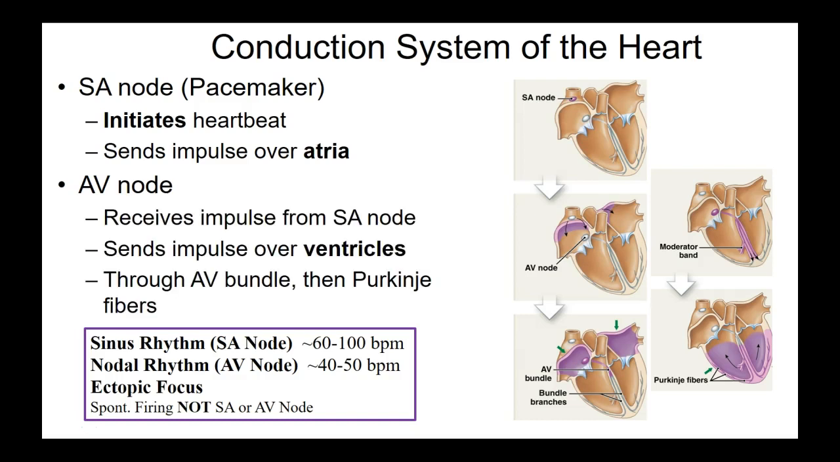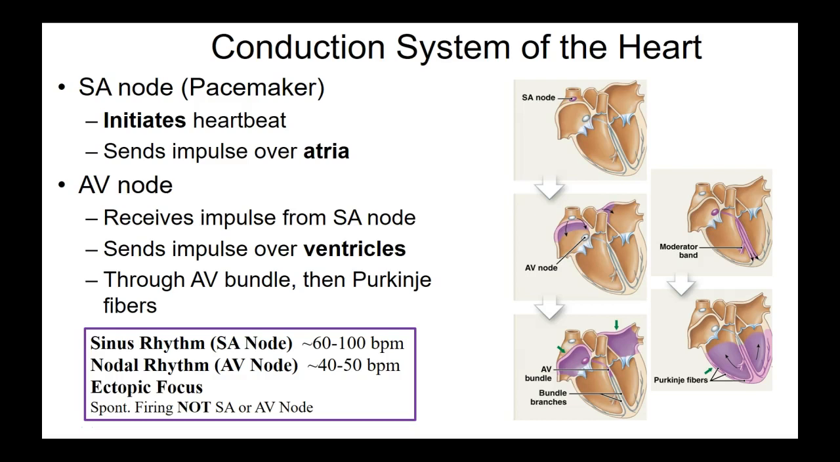Okay? So here, this is what I just told you about. This initiates the heartbeat, sends an impulse over the atria, the AV node receives it, pauses a slight fraction of a millisecond, and then sends the impulse through to the ventricles, through the atrioventricular bundle, and then there are fibers that branch out called Purkinje fibers that propagate that signal to the surrounding cardiac muscle tissue, right? This is the basics of the cardiac conduction system.